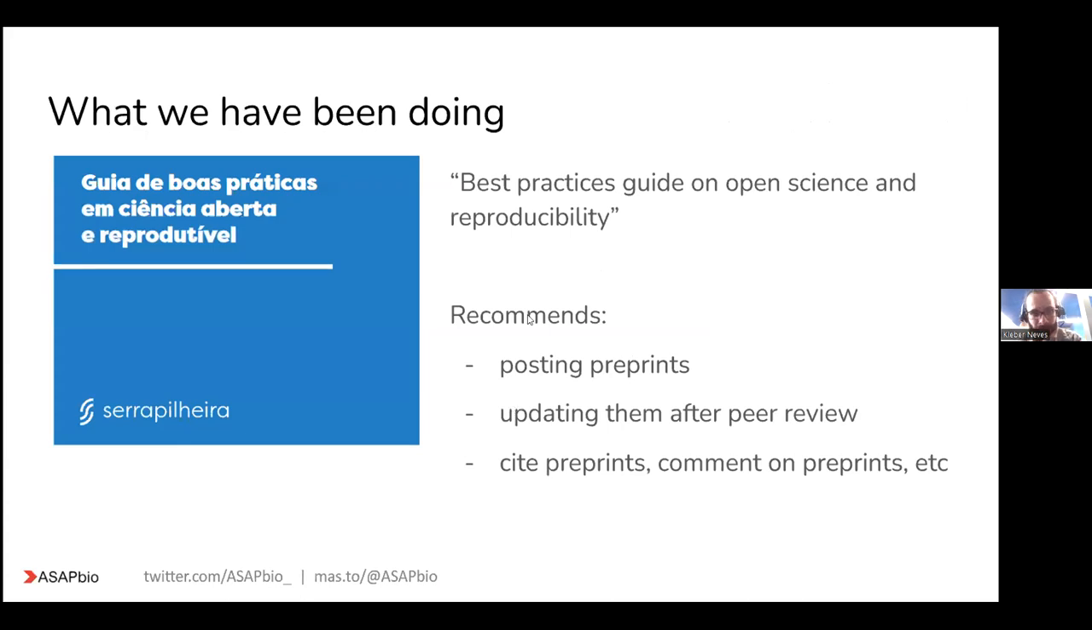Since the beginning, we have this best practices guide for open science and reproducibility. This was developed for our grantees as a list of recommendations, in collaboration with an ASAPbio fellow, by coincidence, Olavo Amaral. And since the beginning, this document, which we give to our grantees, recommends three things: posting preprints and updating them after peer review, citing preprints, and commenting on preprints. These are recommendations, not mandatory, but we're signaling that we have cared about this since the beginning.